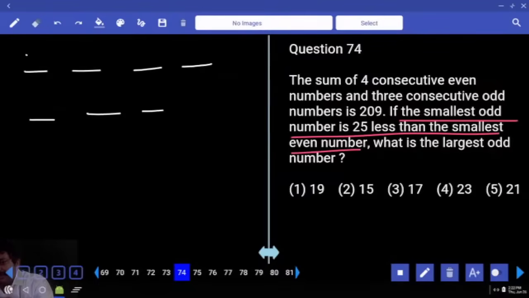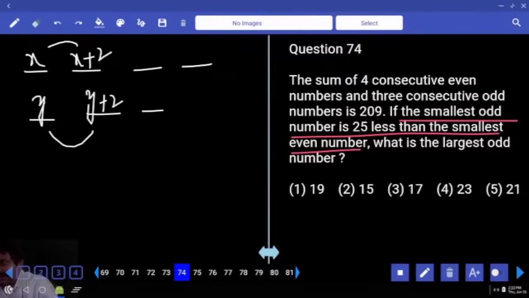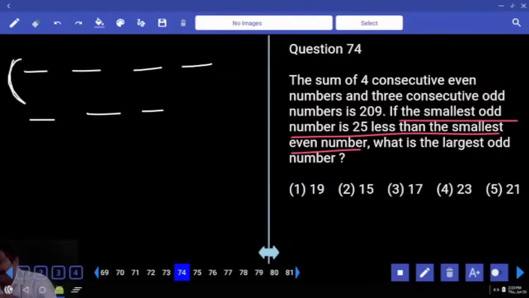So, if it is x, it will be x plus 2. If it is y, it will be y plus 2. Same number we are increasing, correct? Then whatever is the difference between least numbers, the same will be the difference between second least numbers also. Agreed or not? So let's apply that rule. Difference between least odd number and least even number is 25. Even here also?